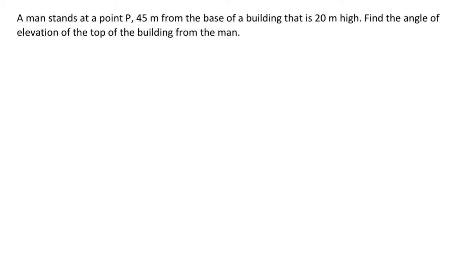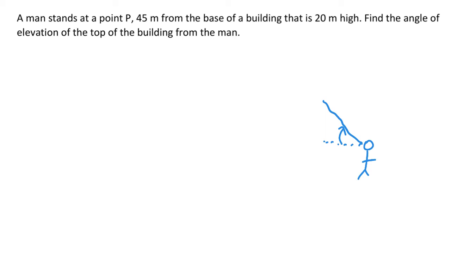A man stands at a point P, 45 metres from the base of the building that is 20 metres high. Find the angle of elevation of the top of the building from the man. Now, an angle of elevation is the angle that you look up at something. So if normal eye level is horizontal and then you're looking up at something, then that's the angle of elevation.